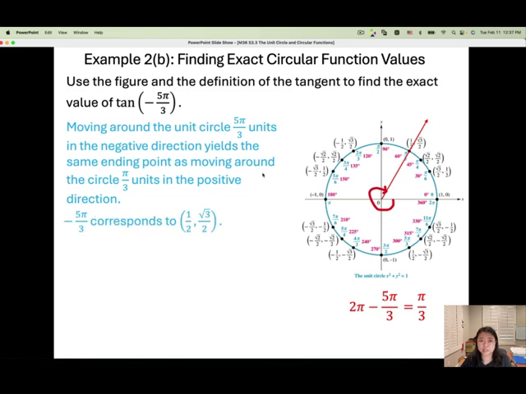Okay, and tangent -5 pi over 3 will be equal to tangent of the reference angle, which is pi over 3. And the tangent in the first quadrant is positive. Then tangent is y over x. So we have √3 over 2 over 1/2. Simplify it, you're going to get √3.